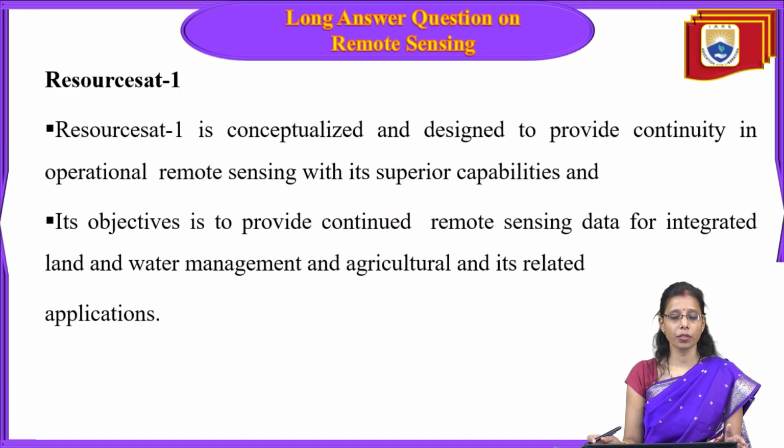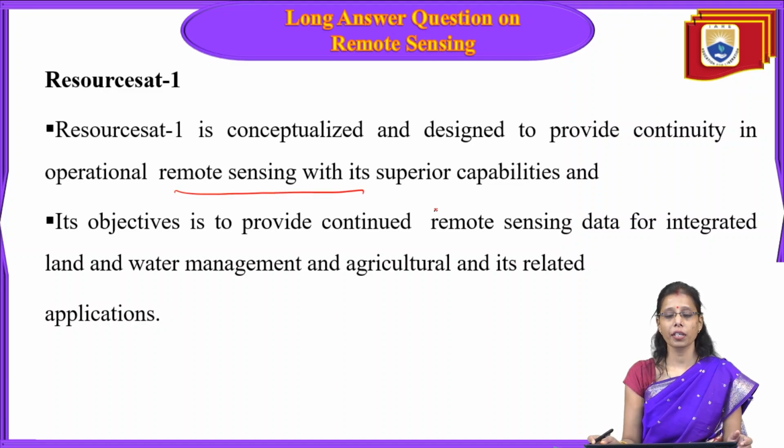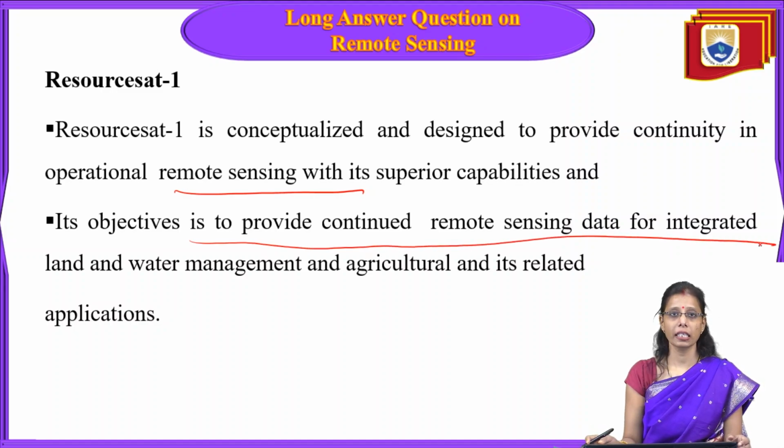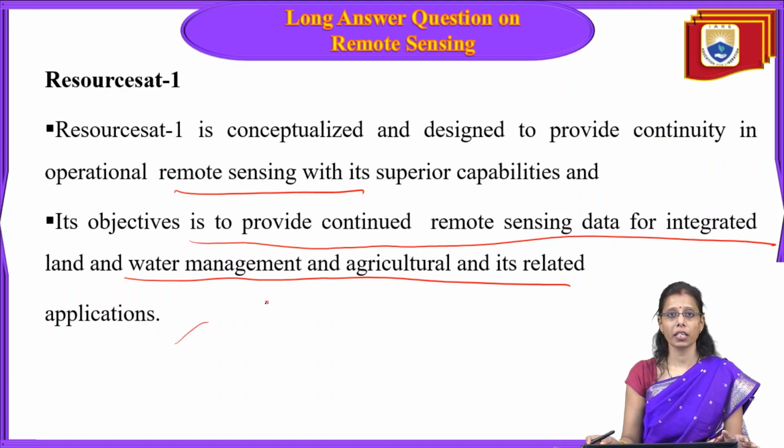Now Resourcesat-1 is conceptualized and designed to provide continuity of operational remote sensing with superior capabilities. Its objective is to provide continued remote sensing data for integrated land and water management and agriculture, and it is related to the applications of the resources that are available.